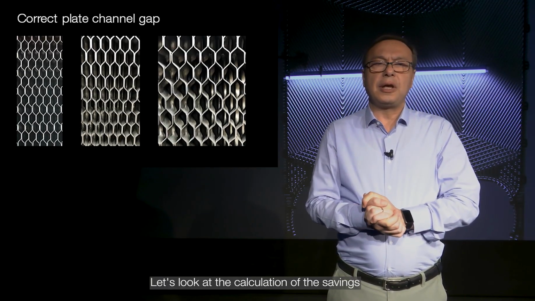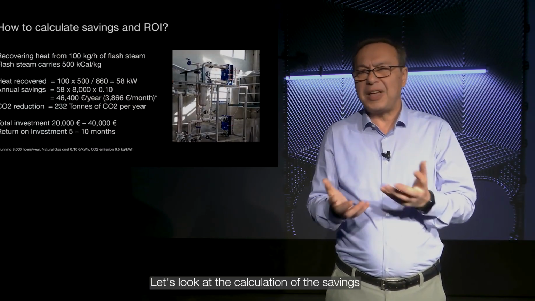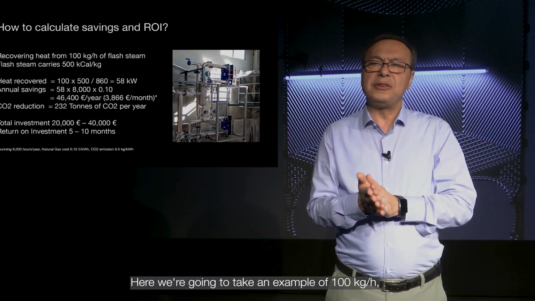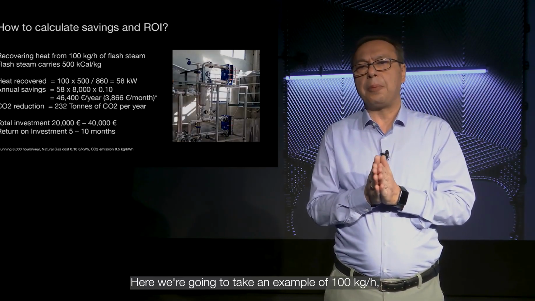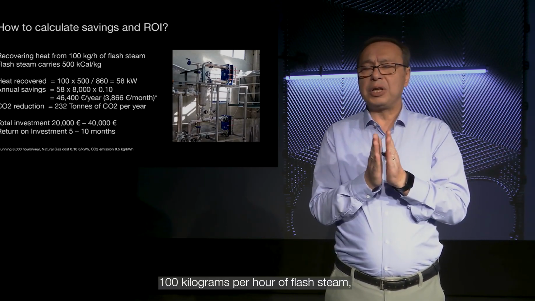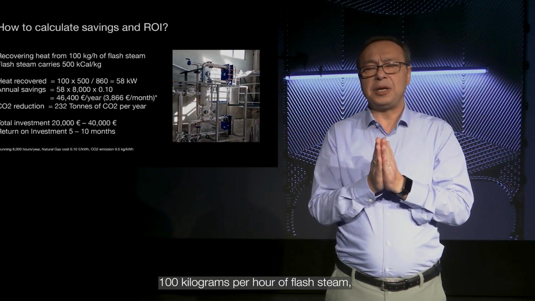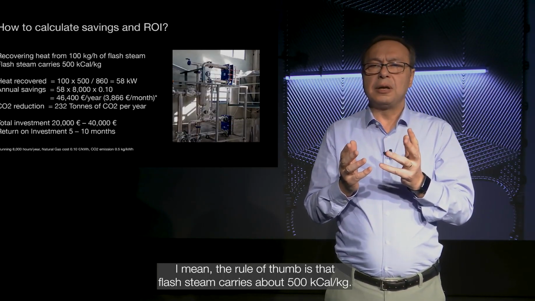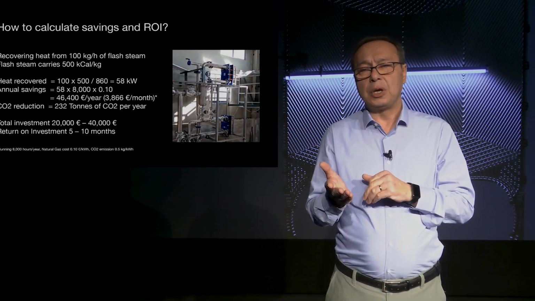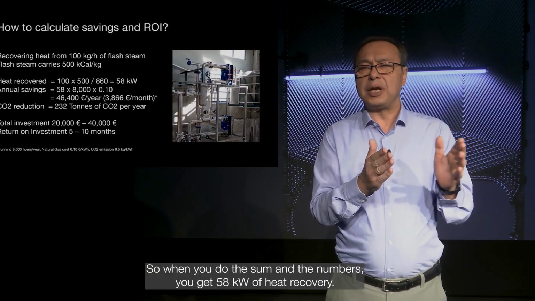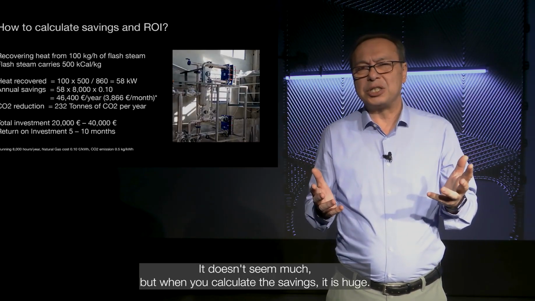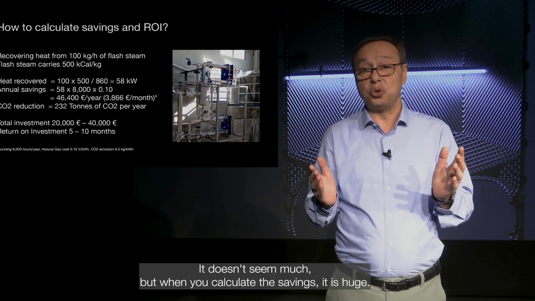Let's look at the calculation of the savings and the return on investment. Here, we're going to take an example of 100 kilograms per hour, just like the hotel laundry that we looked at before. 100 kilograms per hour of flash steam. The rule of thumb is that flash steam carries about 500 kilocalories per kilogram. So when you do the sum and the numbers, you get 58 kilowatts of heat recovery. It doesn't seem like much, but when you calculate the savings, it is huge.